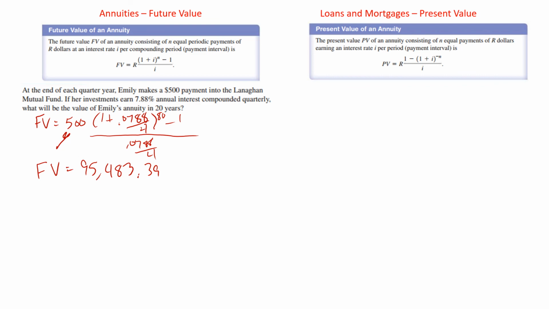And again, this is a very simplistic thing. She's always putting in the $500 at the very end of the period, and it's always the same. So it's a very consistent thing. This is how retirement accounts work and stuff too.